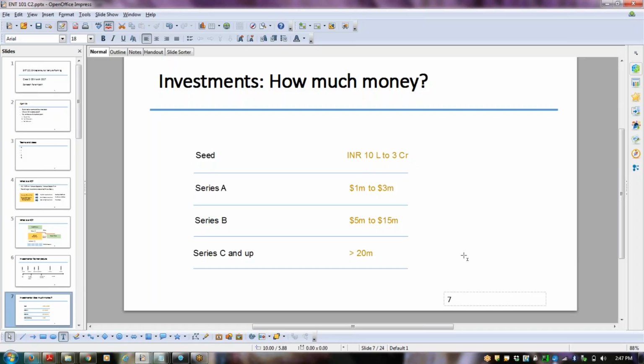Now then we have the technical terms called Series A, Series B, Series C, D, like that. What it essentially means is the different levels of maturity that your company has achieved, and at these levels what is the valuation that you can ask for, and what is the investment that you can ask for. So Series A typically is like $1 to $3 million. Series B funding would be $5 to $15 million, and Series C and up would be more than $20 million. These are not hard and fast figures. These are just indicative figures to give you a direction.